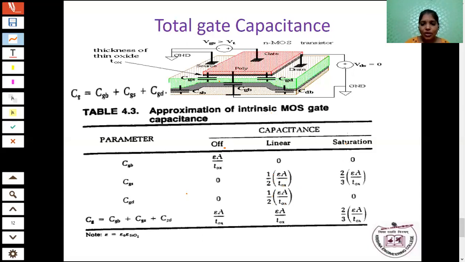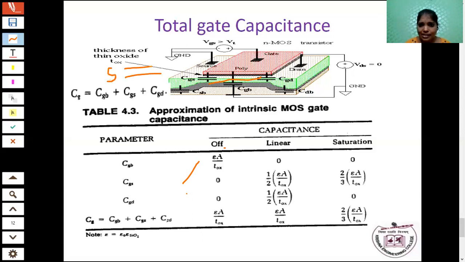Then the saturation region. Same thing, the CGB is equal to 0. Here I am applying a higher voltage, so a narrow channel is formed between source and drain. During the linear region, the current flow is very high and the channel width is constant, a constant channel formed between source and drain.